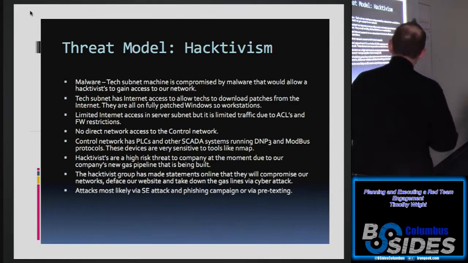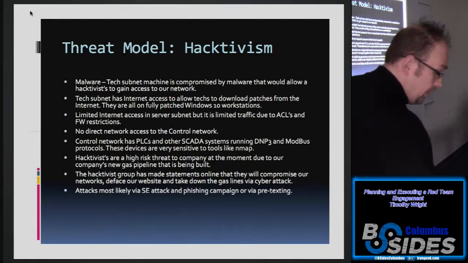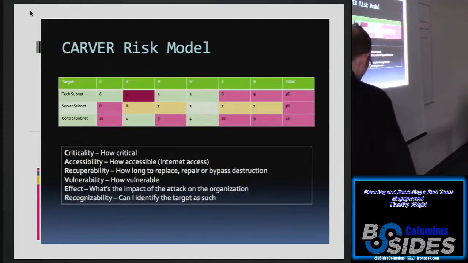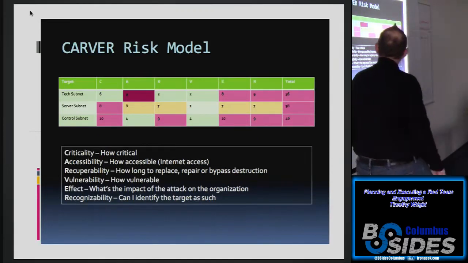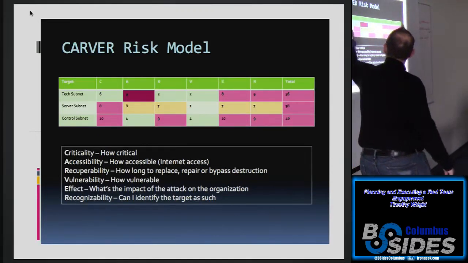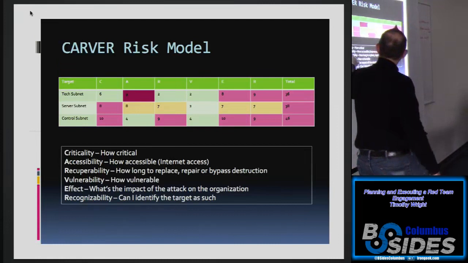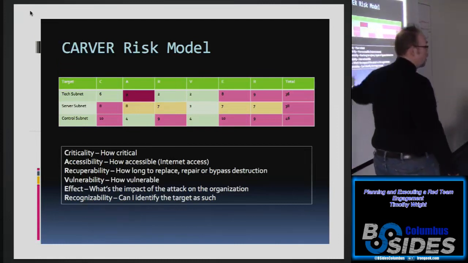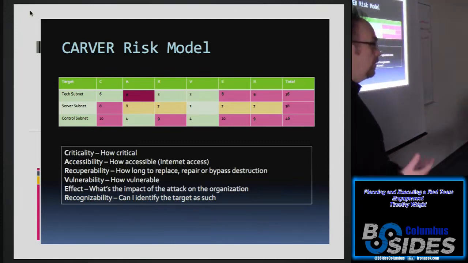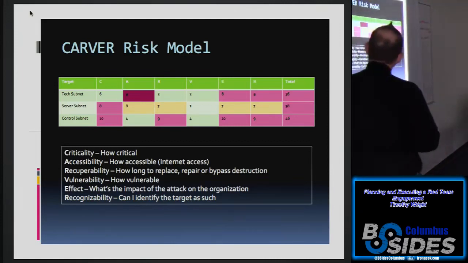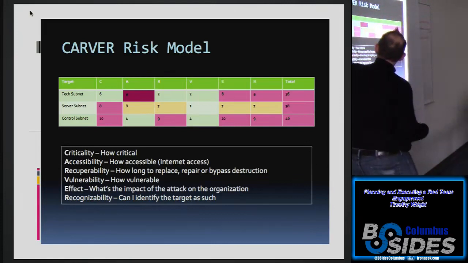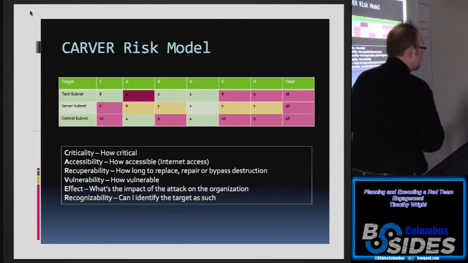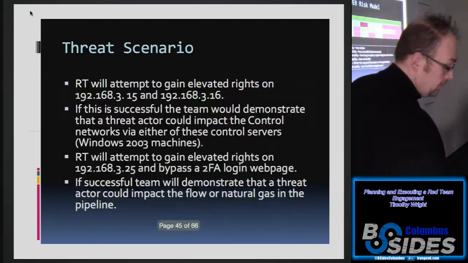Hacktivists are a high-risk threat at the moment. So again, the concern is social engineering campaigns or pretexting. We're going to look at our Carver to make sure that we're accurate. The tech subnet, because it's accessible to the internet, seems like where we're going to focus our attention. This is where we're going to white card our access in first, right? We talk about the white card access deploying our payload. I carved up the tech subnet, the server subnet, and the control subnet. Because of that access, that's why we're going to start in there. That's where we want our white card to be.